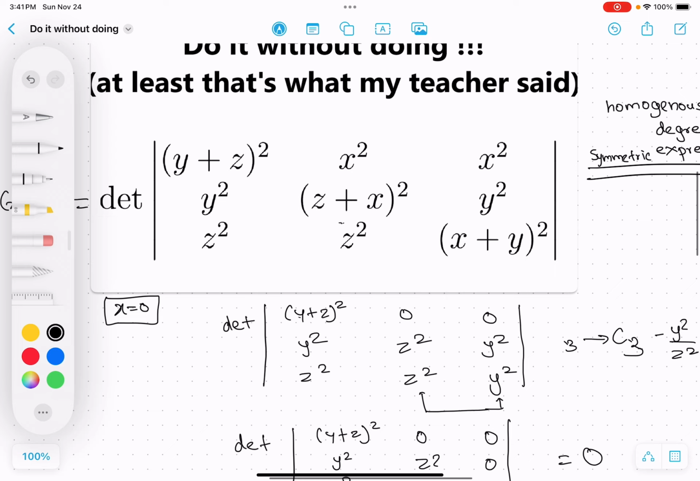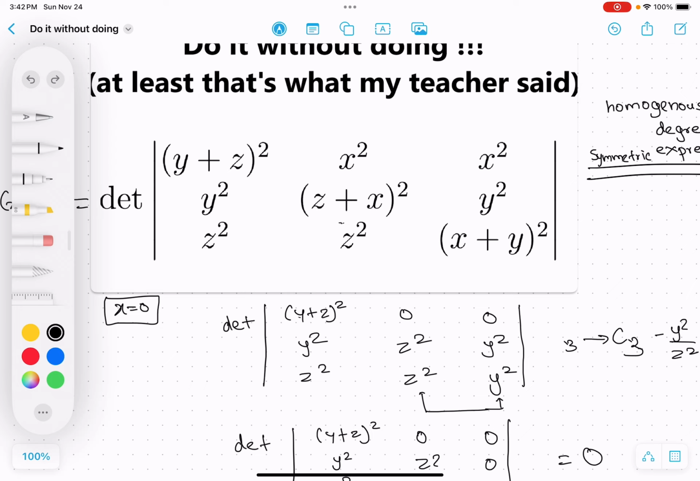Now, something else that you might want to try is, since there are these y plus z, z plus x, x plus y, you might consider setting y plus z and these things to 0 also, but that might not be helpful, right?